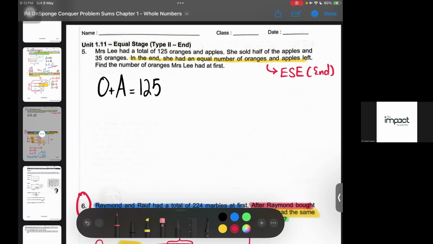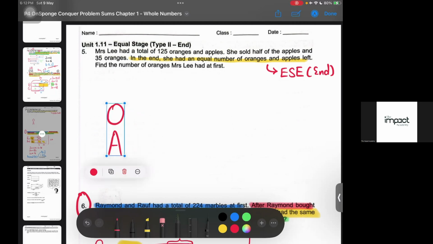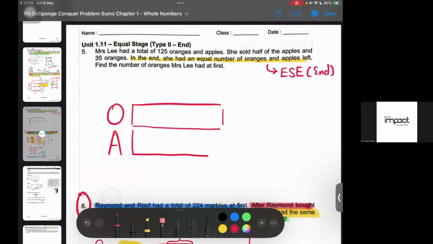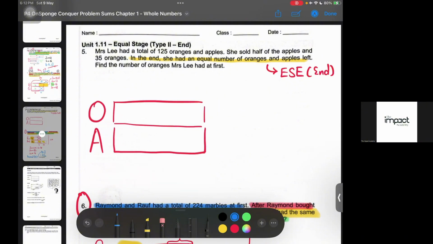Now, because we know that this is equal, I'm going to say oranges and apples. In fact, I don't even need these oranges plus apples equals 125 anymore. Can you say fruits? Oranges plus apples. That means to say my oranges and apples in this situation are the same. True?